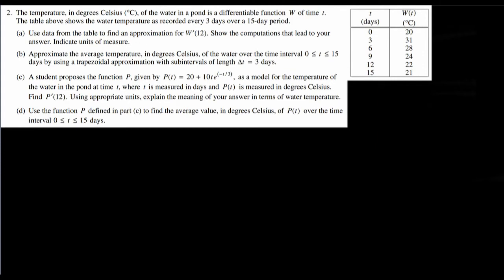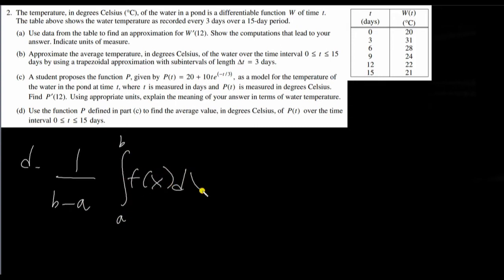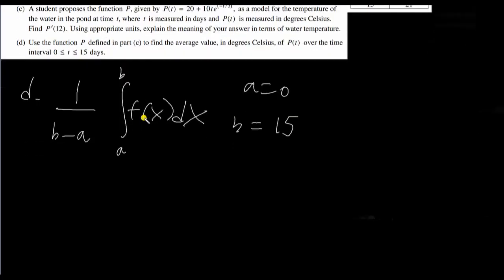Okay, so part D, use the function p defined in part C to find the average value of p of t from 0 to 15. Remember the average value function is 1 over b minus a times the integral from a to b of f of x dx. We're going from 0 to 15, so a is 0 and b is 15, and our f of x is our w of t, right? So 1 over 15 minus 0 times the integral from 0 to 15 of w of t.